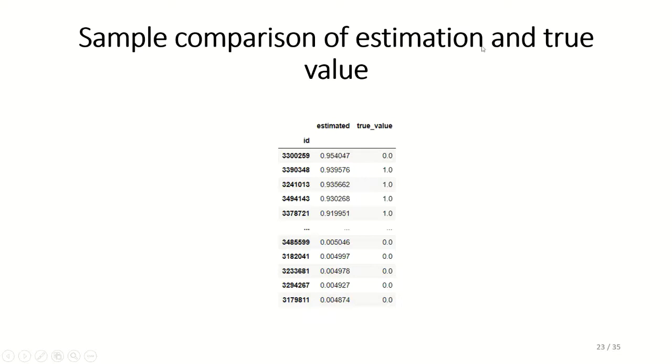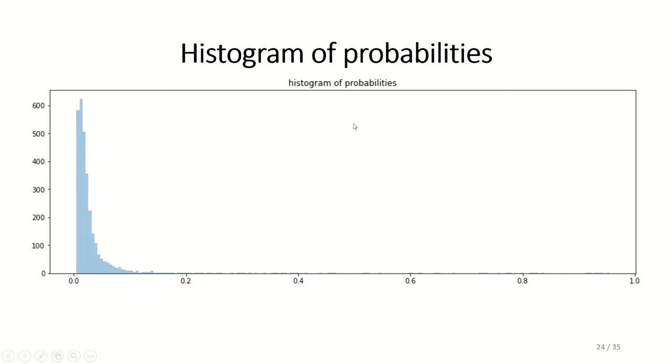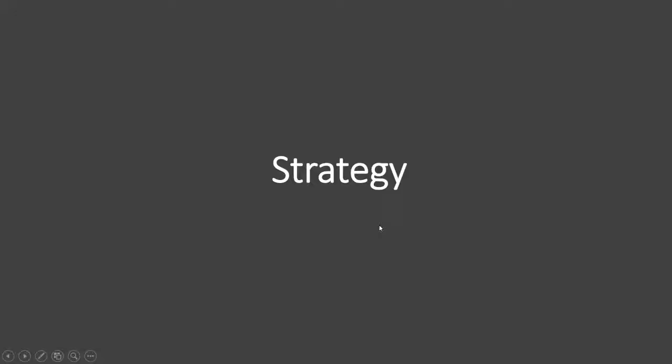Well, this is just a sample comparison of the true value and the predicted value. So it seems good for that sample. Histogram of probabilities: this is imbalanced, so on most cases I will predict that the probability of a fraudulent transaction is extremely low, but we have some other cases here of high probability.